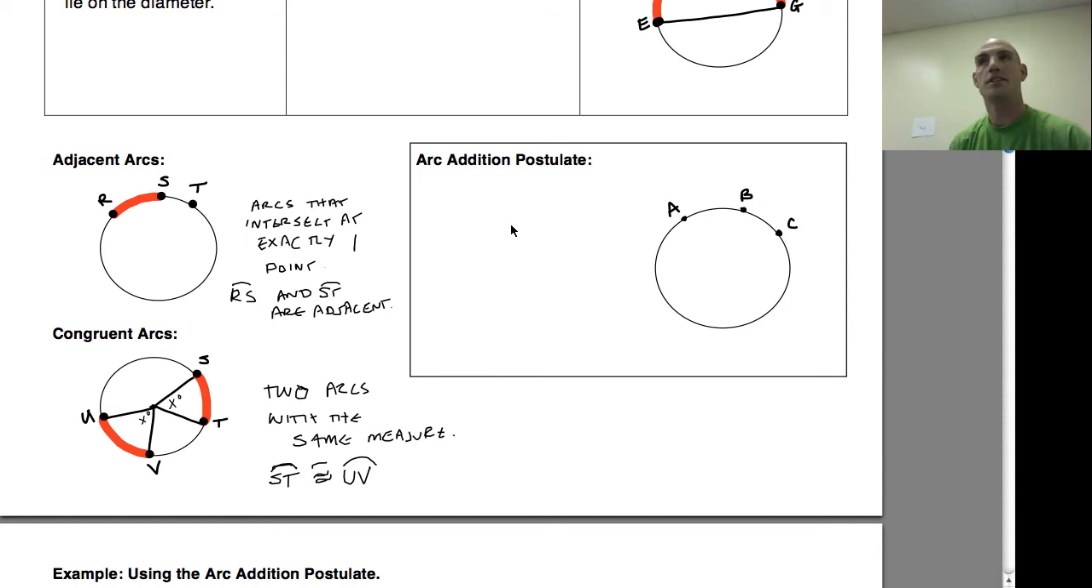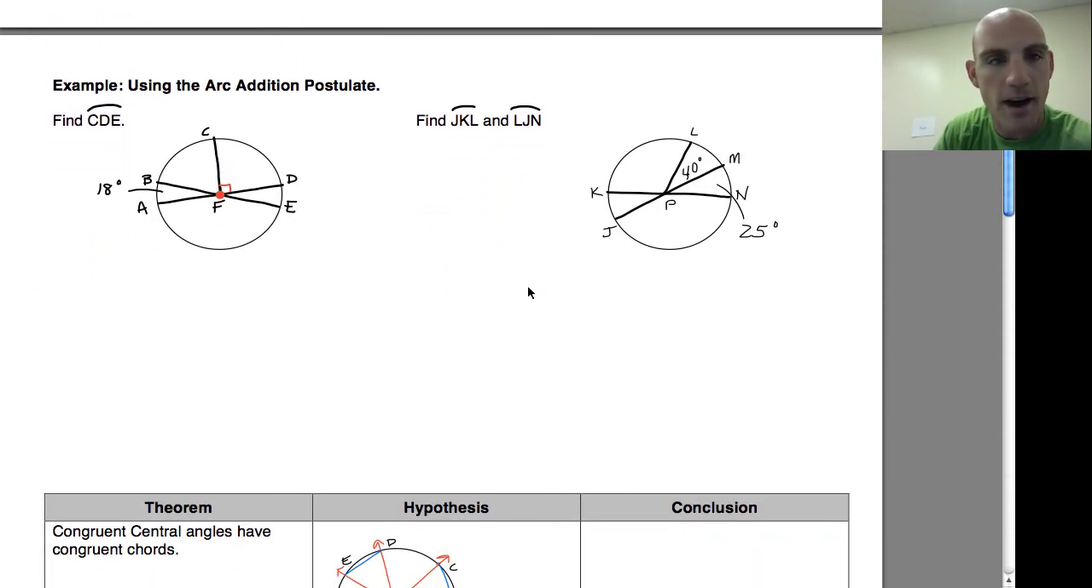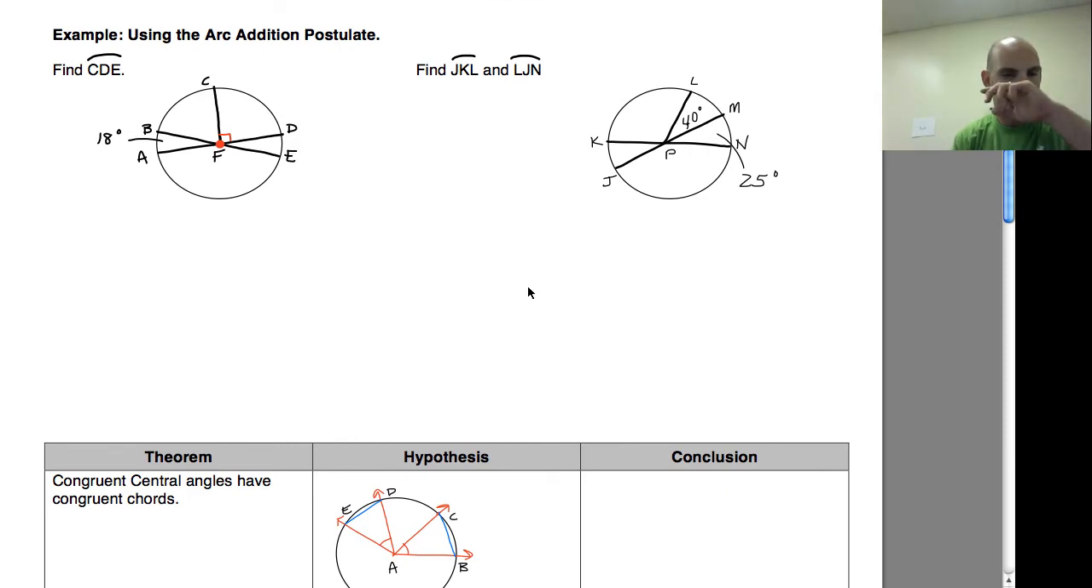The arc addition postulate deals with all of these things, and so the measure of arc ABC is equal to the measure of AB plus the measure of BC. It's like the segment addition postulate. Two things are right next to each other. To find the measure across both of them, you add them together. That's all there is to it. So that's the setup for arcs. Let's find out if we can do a little bit of operating with these arcs right now.